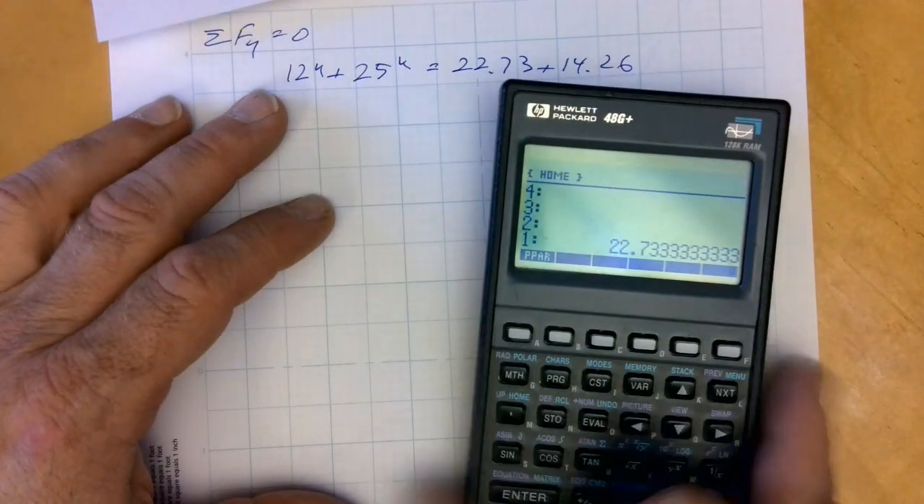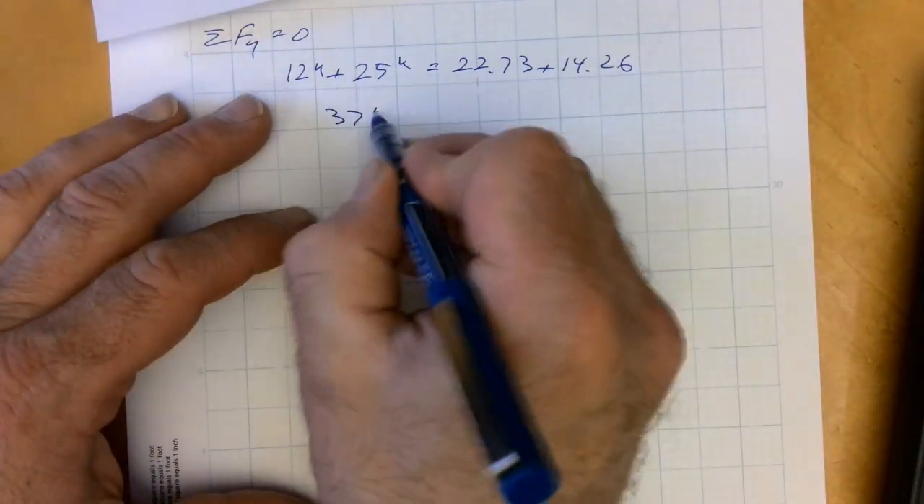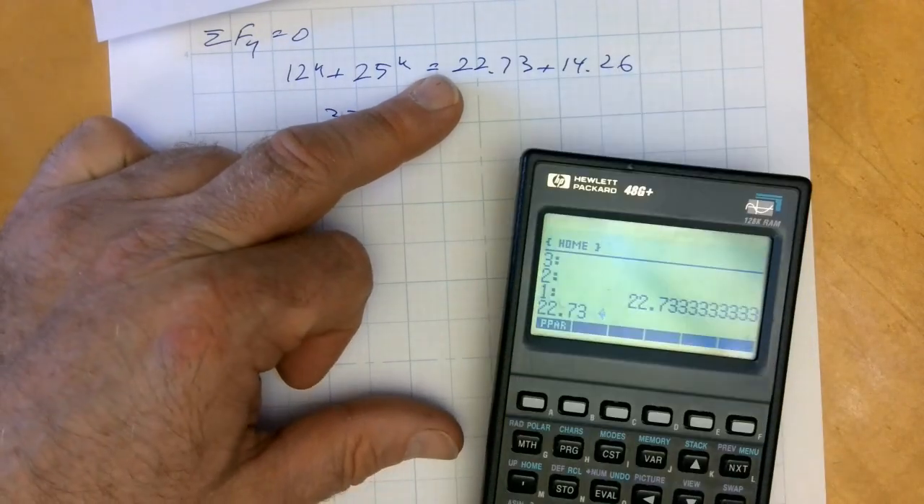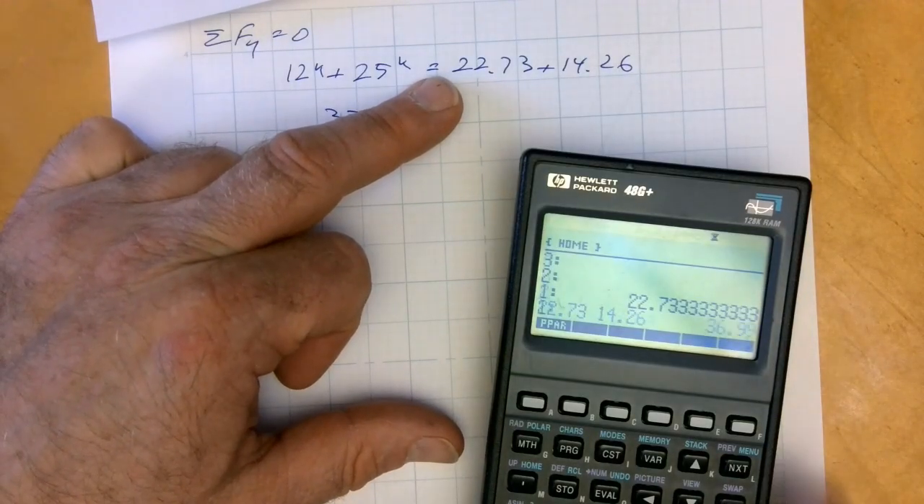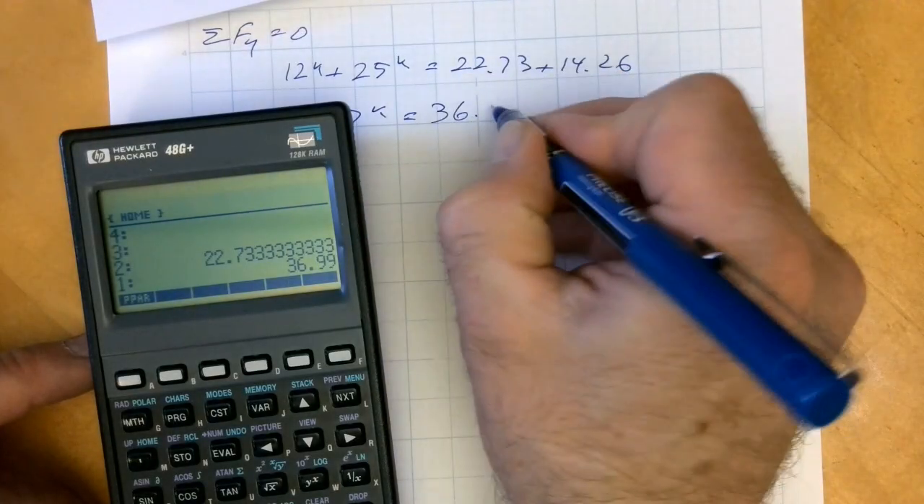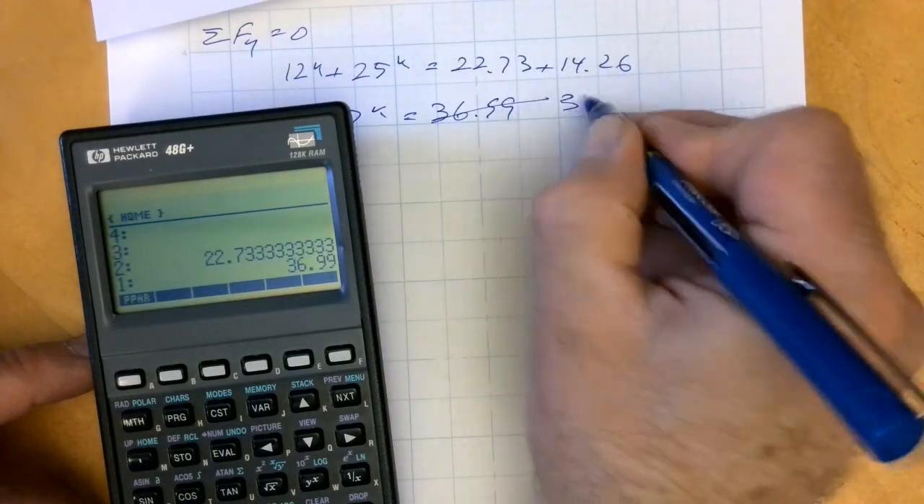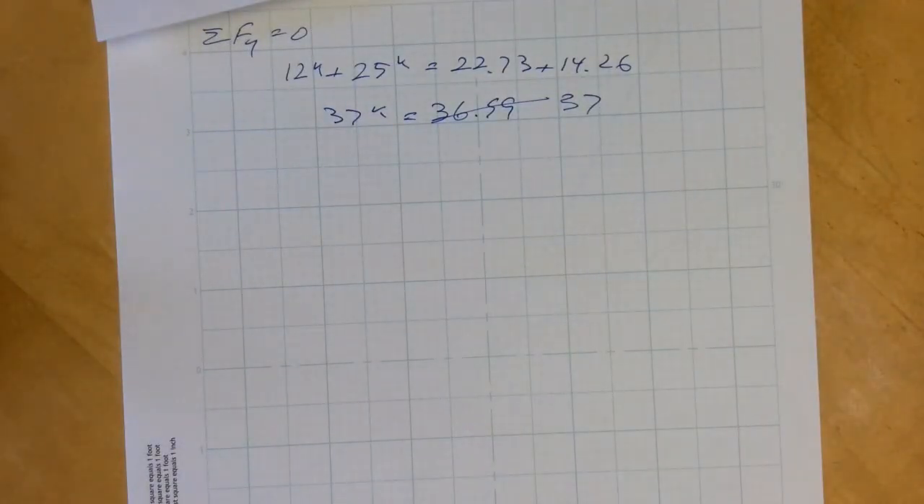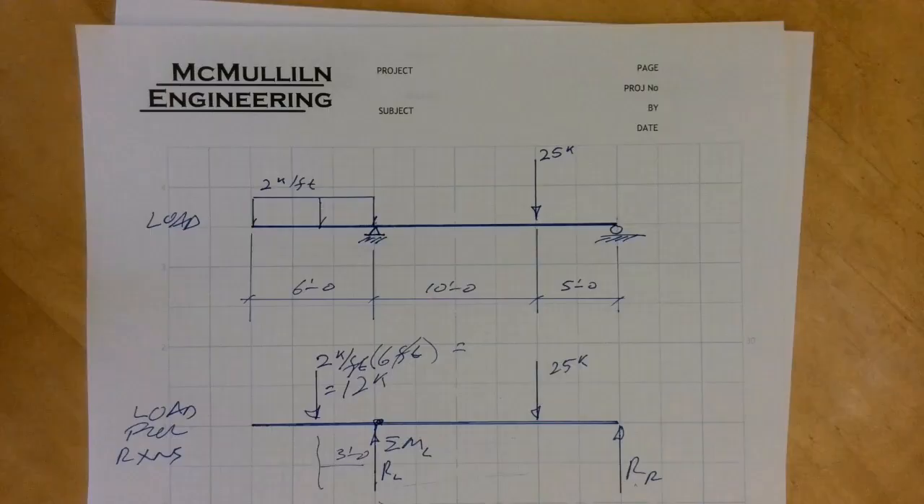So 12 plus 25, that's going to be 37 kips. 22.73, 14.26. 36.99 for an engineer. That is 37. Okay, rad. Alright, I'm going to start another video so this thing doesn't get too long. And then we'll keep at it.